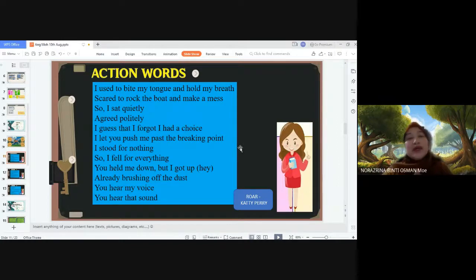So for action words, you can practice while listening to the song. For example, "I used to bite my tongue and hold my breath." We can practice that with our pupils. So that is on action words. You can find suitable songs from the song Roar. Usually I practice with them for energizer, for closure. They love singing it, it just releases their stress.